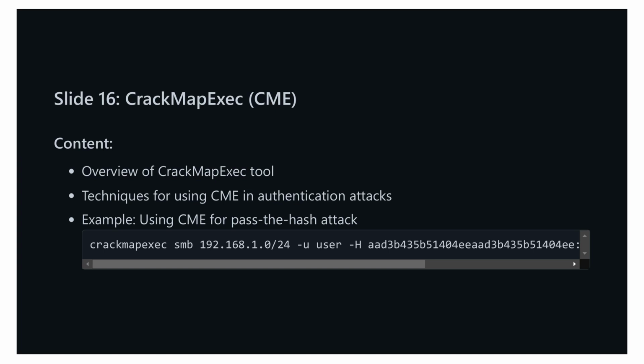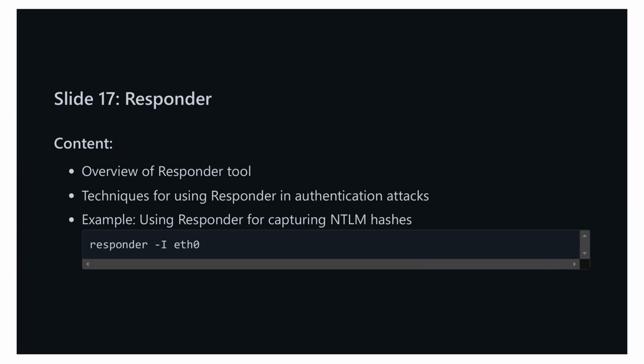Now let's move on to understand how Responder can be used to capture NTLM hashes efficiently. On this slide, we're going to dive into the Responder tool, another powerful utility in the network attacker's toolkit. To begin with, Responder is a tool designed to poison name resolution requests on a local network, enabling an attacker to capture valuable authentication data, such as NTLM hashes.